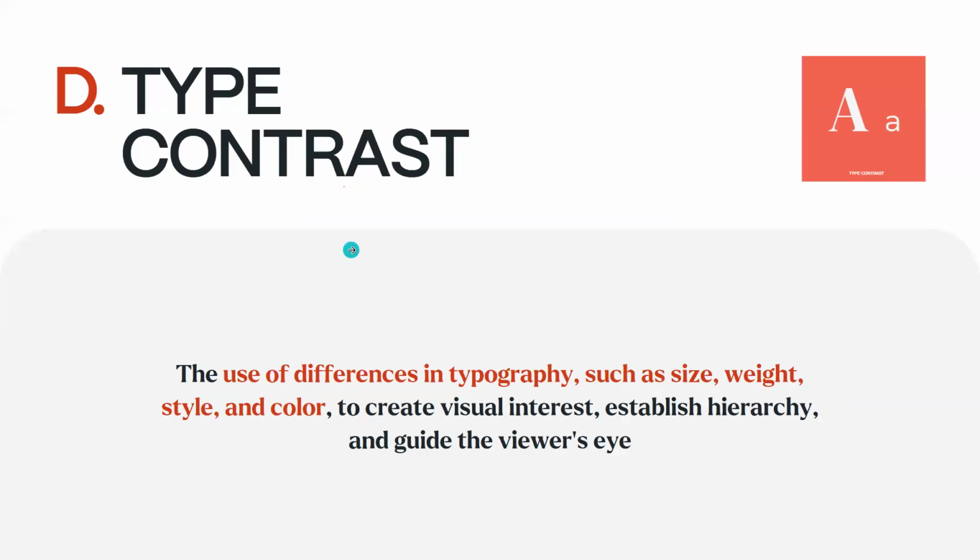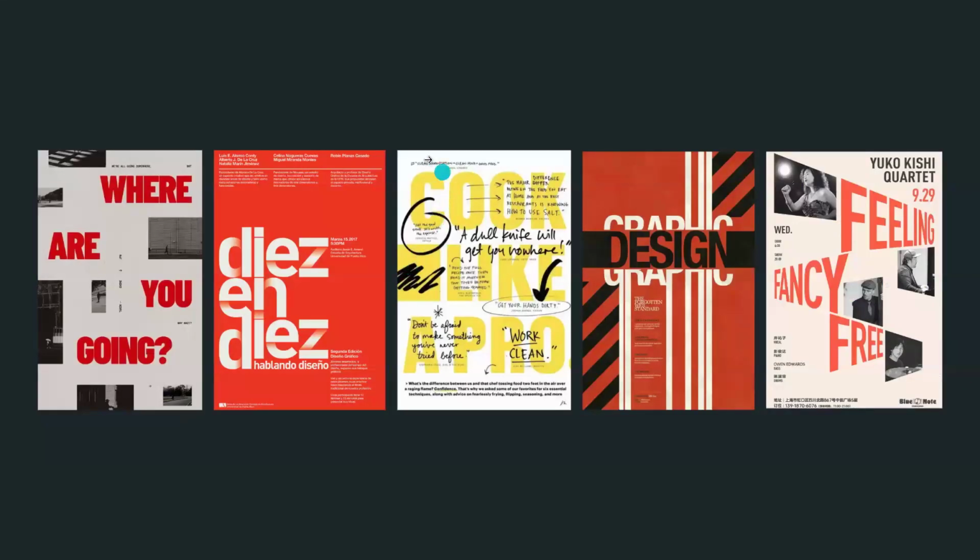So fourth one is type contrast. As the name suggests, it is using two different types of typography or two different types of fonts to create contrast. If you look here, the yellow one is a similar kind of typography. They have used handwritten fonts in black letters to create contrast. Like you can read "cook like a pro" and also "work clean" and something written here. And here also the text here is different and the text here is different. They have used two different types of text to convey the message or to create the contrast.